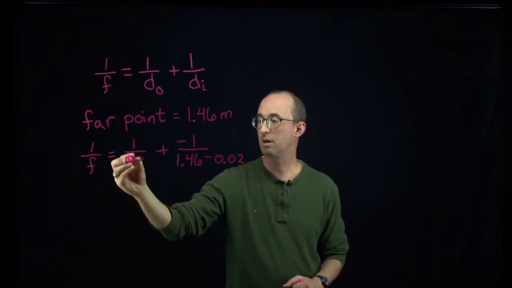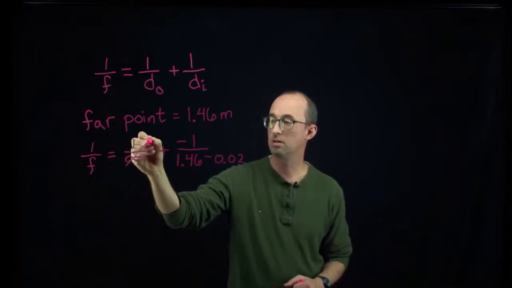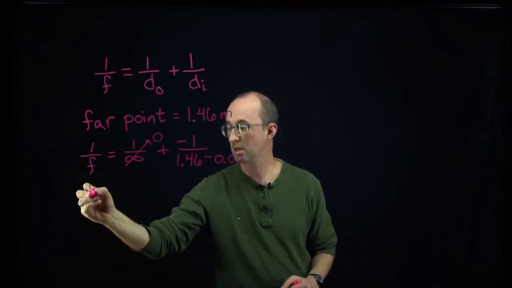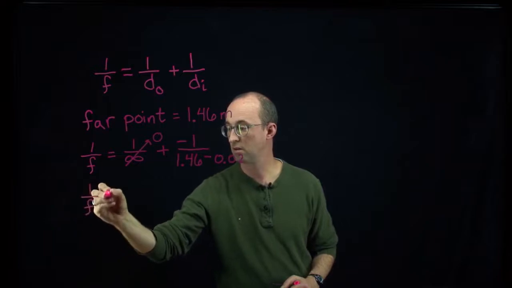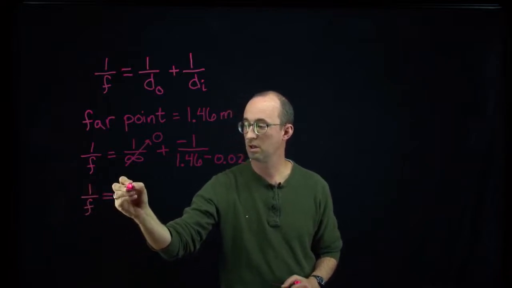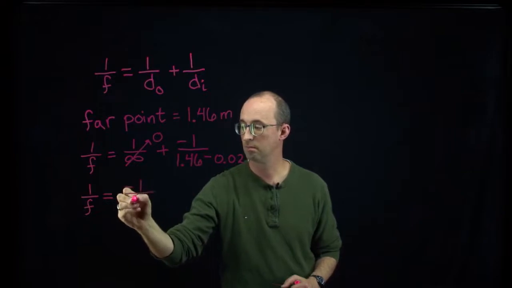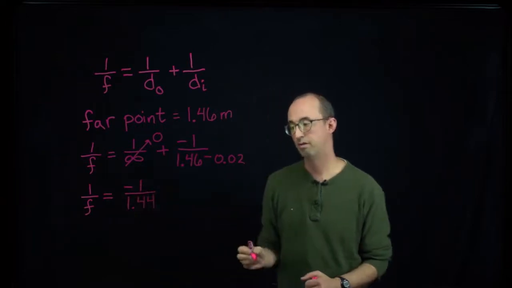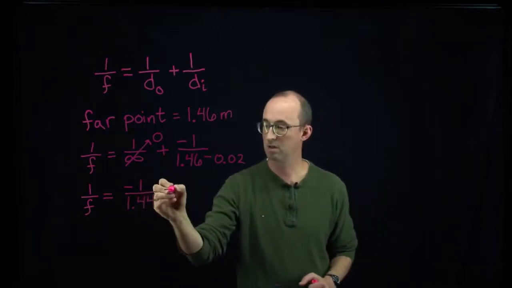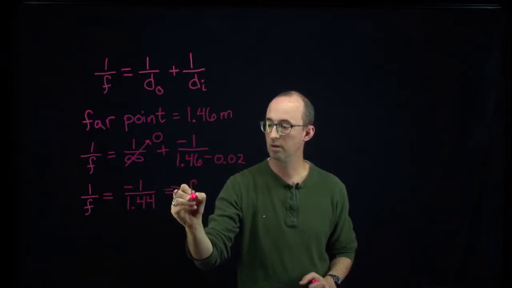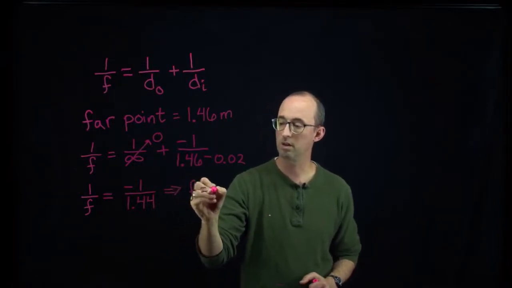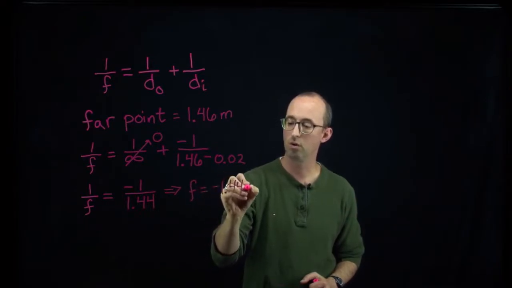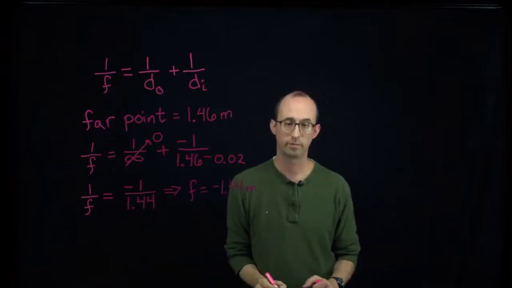This part here, 1 divided by infinity, we've talked about that. This is just 0. And so that means we're going to get 1 over f equals -1 over 1.44, which obviously means that the focal length is going to be equal to -1.44 meters.